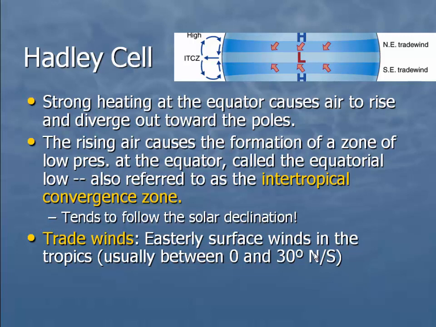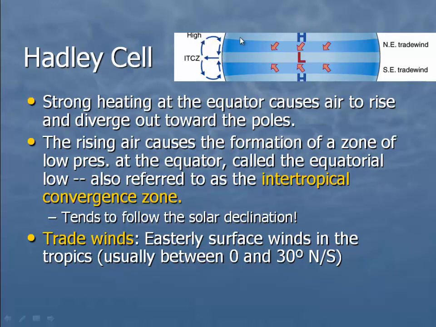Let's focus on each of the cells so we can get a little bit better idea of exactly what we're talking about. The first here is the Hadley cell. We said it is right at the equator, between the equator and 30 north and between the equator and 30 south. So we have two Hadley cells, one in each hemisphere. Very strong heating at the equator causes the air to rise and diverge outward away from the equator towards the poles. Okay? So we heat the air and it creates a convective cell in the northern hemisphere and a convective cell in the southern hemisphere.